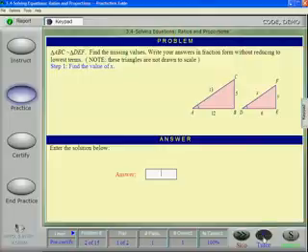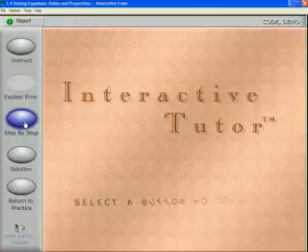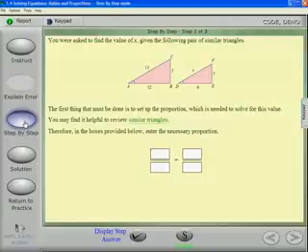If we go into tutor mode, let's see what they say. In a step-by-step on this problem, they say the first thing that must be done is to set up the proportion, which is needed to solve for this value. You may find it helpful to review similar triangles. If we click on that, we'd find out more about what similar triangles are. But they're really just triangles with the same angles, and sides that are proportional. You have triangles of basically different scale.